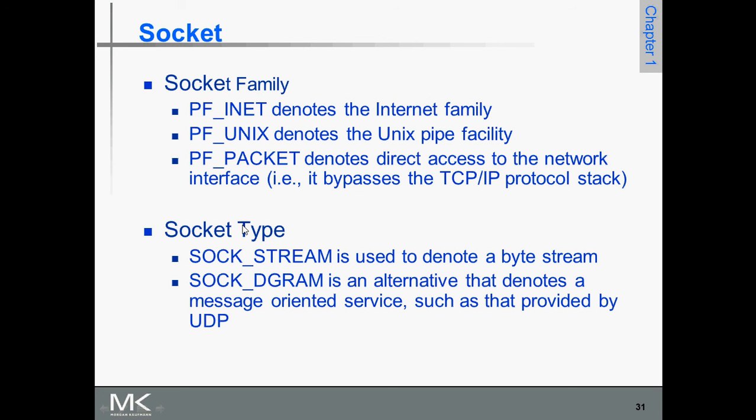Then we have the second parameter, that is the socket type. Here we have two options: one is SOCK_STREAM and another is SOCK_DGRAM. If we use SOCK_STREAM, it means we are going to use the TCP protocol in the transport layer. If you use SOCK_DGRAM, it means we are going to use the UDP protocol in the transport layer. A combination of PF_INET and SOCK_STREAM denotes that you are going to create an internet application that uses TCP as the transport medium.